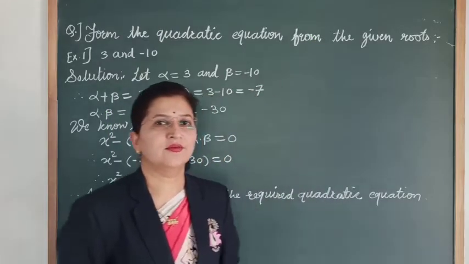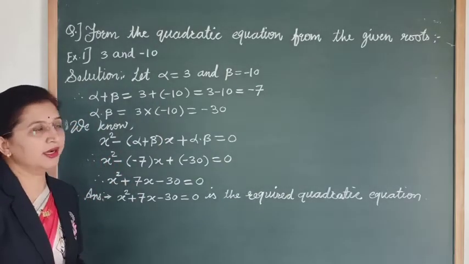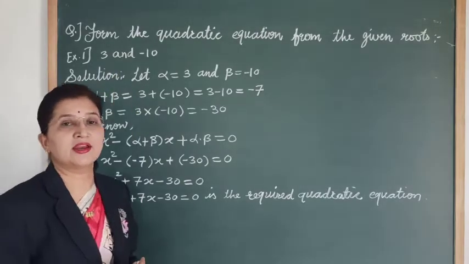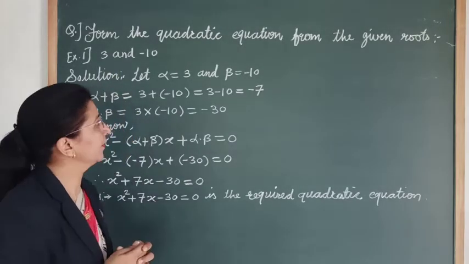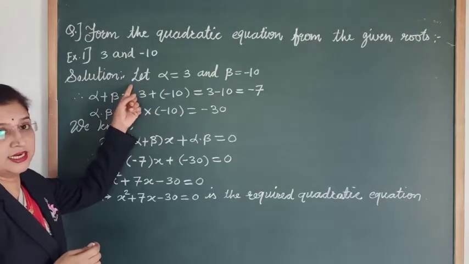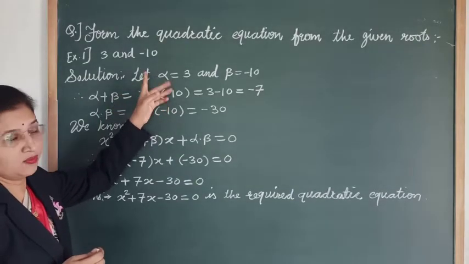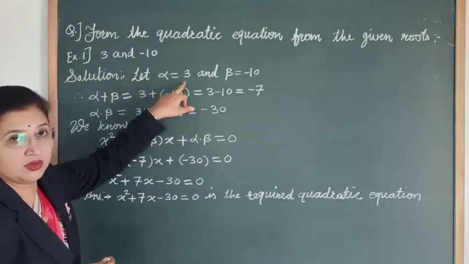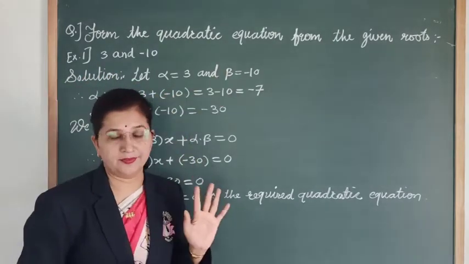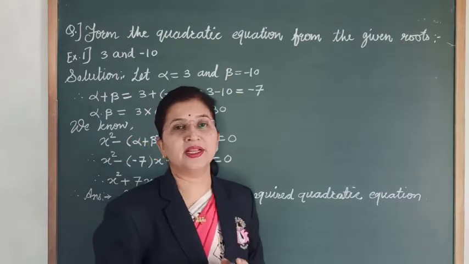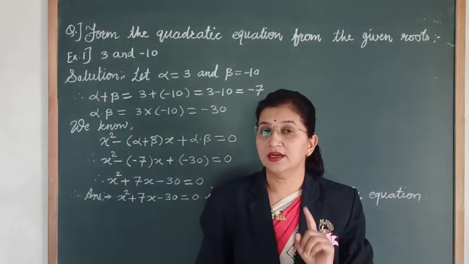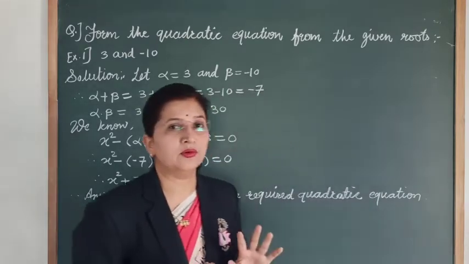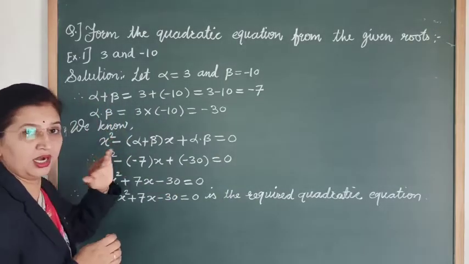Dear students, here we have the question, form the quadratic equation from the given roots. So now we are given with the two roots and we have to form its equation. Okay, now here let's consider the one root as alpha and one root as beta. The given roots are 3 and negative 10. So here alpha is equal to 3 and beta is equal to negative 10. So dear students, we know that to make the quadratic equation, we need the sum of the roots and product of the roots. Okay, now here we'll find out the sum and product separately.